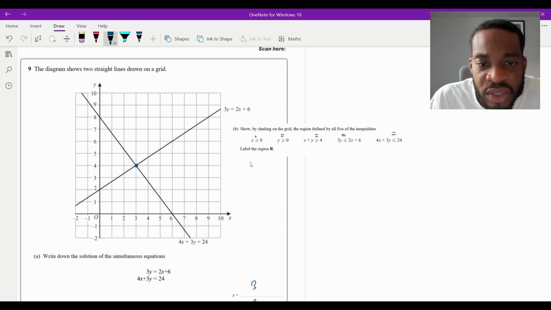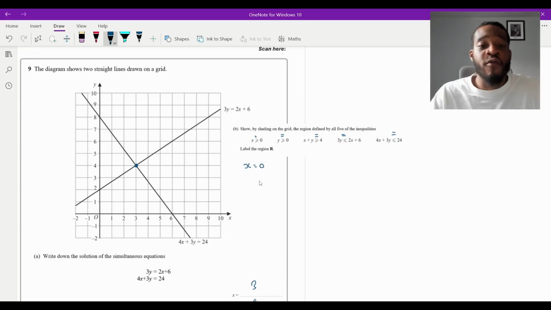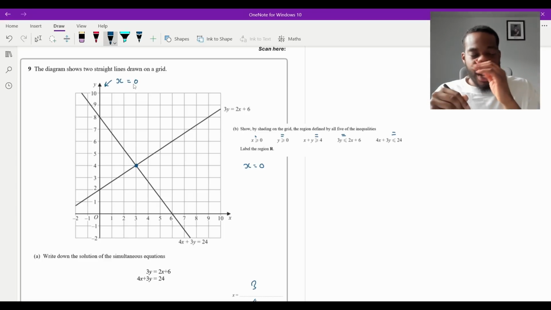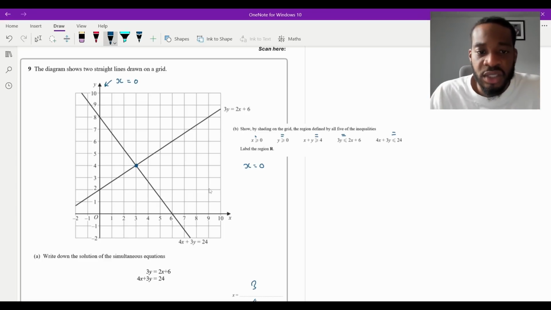Now, x is equal to 0. What you should know is x equals 0 is just a vertical line through 0, and that is literally going to be the y-axis. So the y-axis here, I'm going to label this. This is just x is equal to 0. Now, secondly, y is equal to 0. If x equals 0 is the y-axis, then y equals 0 is going to be the x-axis. So we actually have 4 out of 5 lines given to us, essentially.